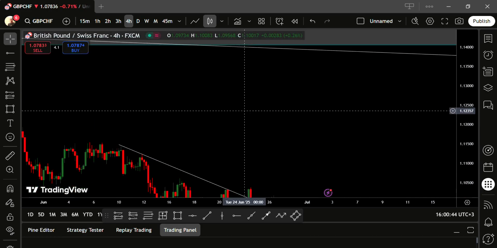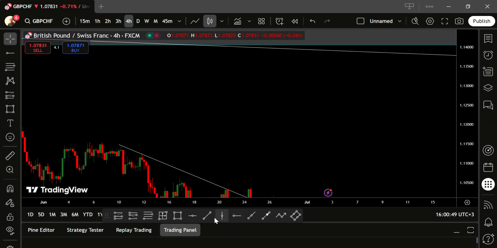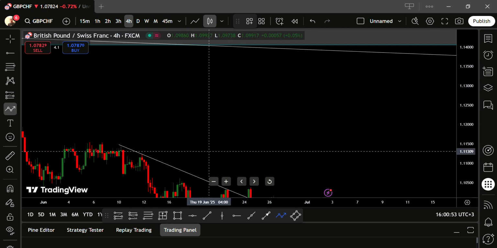I told you guys, these setups work even for beginners, so don't worry. The strategy we're going to learn about today is called support broken turns into resistance, combined with demand and supply. That is for the sells. For the buys, it is resistance broken turns into support, then add demand and supply.